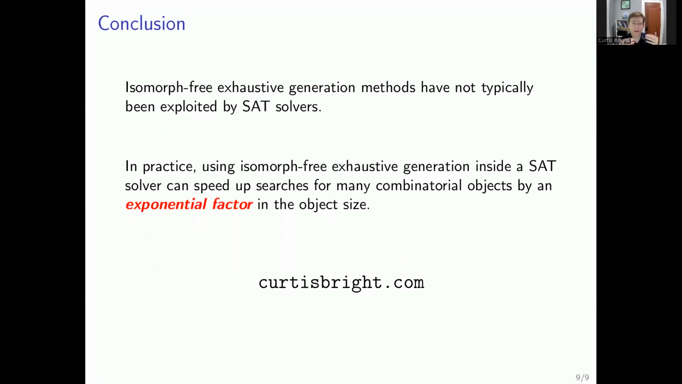In the end, we have shown that the isomorph-free exhaustive generation approach makes a lot of sense to actually exploit inside the SAT solver. Surprisingly, this hasn't really been done all that much. We've applied this to many different types of combinatorial objects, and what we find in practice is we're actually getting an exponential speed up in the size of the object.